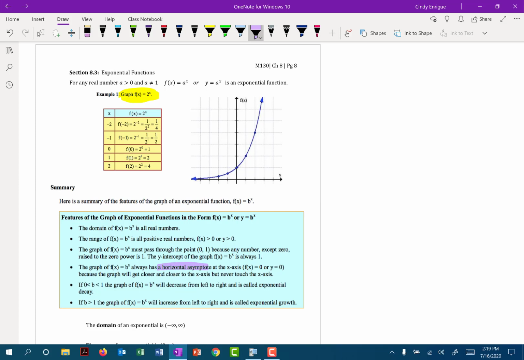The exponential graph always has an asymptote at the x-axis. So here my asymptote is the x-axis. Usually it has dotted lines to represent that this is your asymptote. That means the graph keeps getting closer and closer to the x-axis, but never actually touches it. It's like saying, you will get closer and closer, but you're never going to cross it. That's really important general information about your exponential functions.